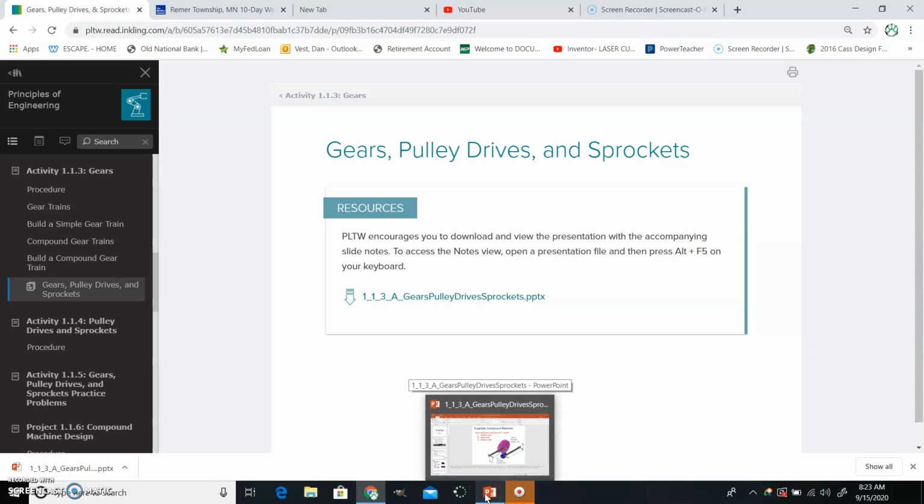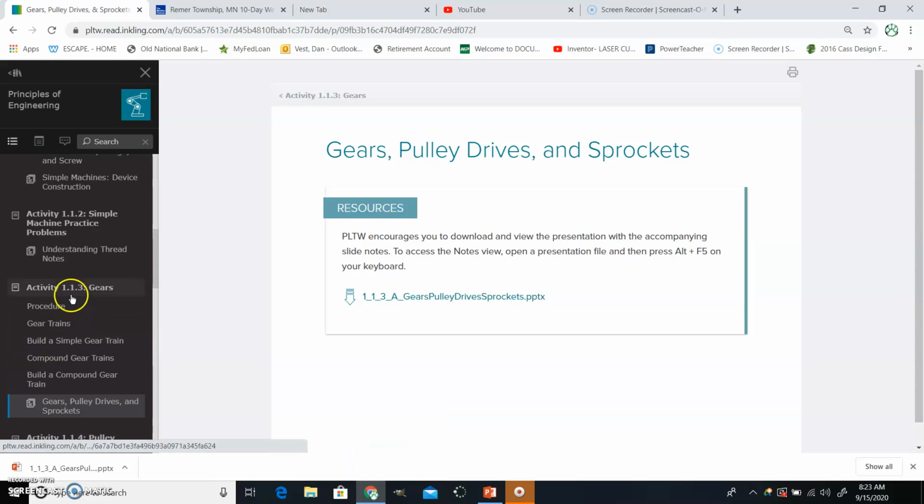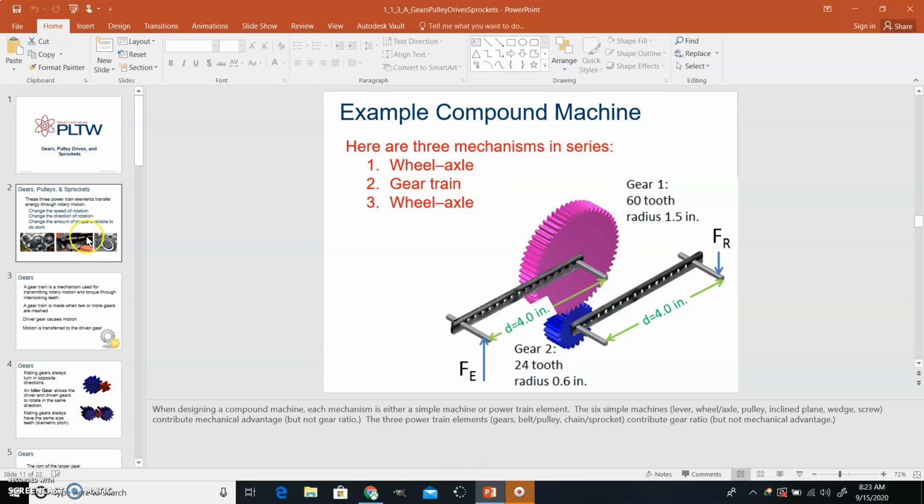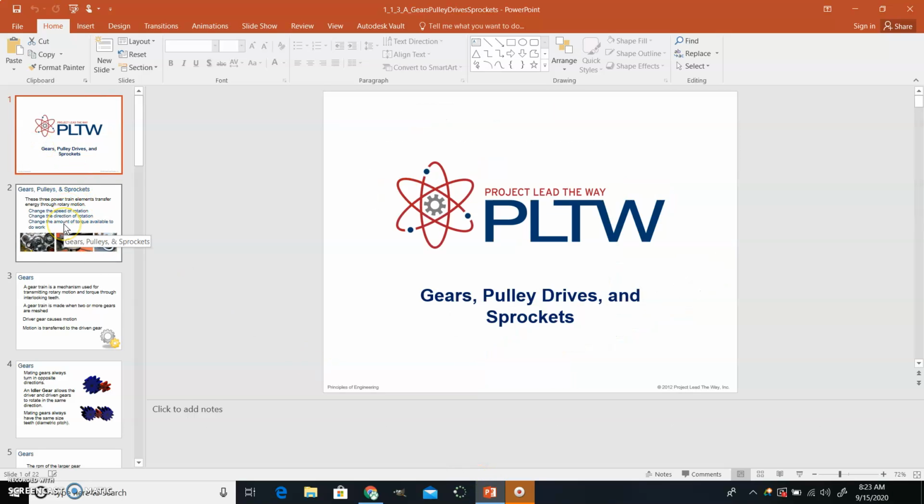We are going to start a new topic. Start talking about activity 1.1.3, which is gears, which is right down below where we just finished up with the simple machines device construction. So we're going to take a look at a little PowerPoint here. I'm going to roll through this. Some of this I am going to skip. Some of it we don't need to discuss in a lot of detail.